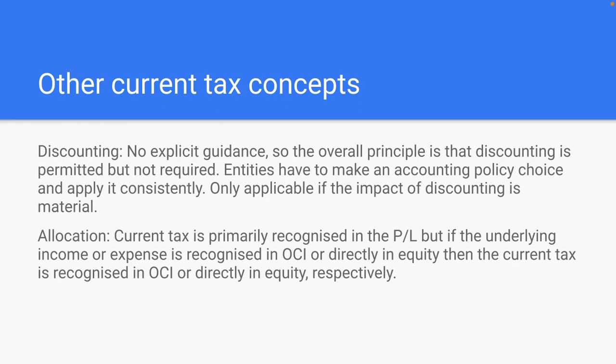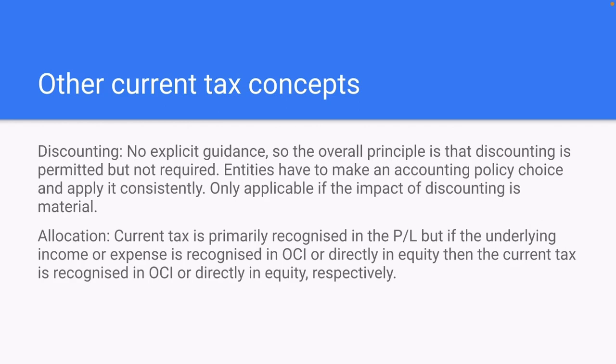The next bit is around allocation. In many instances, or in most instances, current tax will be booked into the P&L, the income statement or statement of comprehensive income, whichever you like. And of course, the other leg goes into your balance sheet. But there are a few cases where the current tax movement doesn't essentially go into the profit and loss account. It may go into OCI, it may go directly into equity.